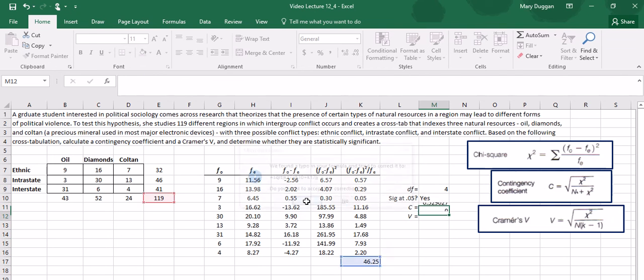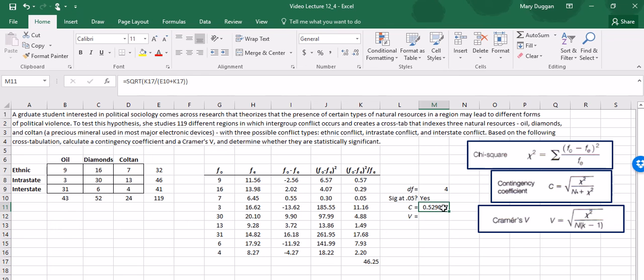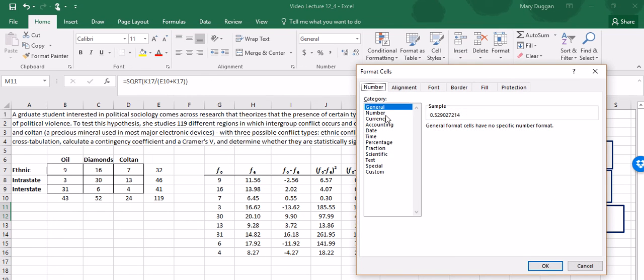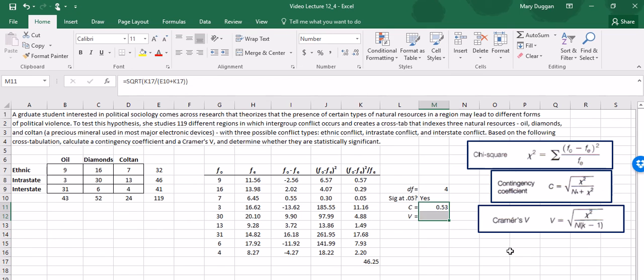Oh my. Okay, but it still gave me the right one. I don't know what I did, but it corrected it. And so our contingency coefficient is 0.53. So that is the association between the types of conflict and the resources in a region. We can say, using the contingency coefficient, that there is a significant positive relationship between natural resources found in a region and type of political violence. So very easy to find.